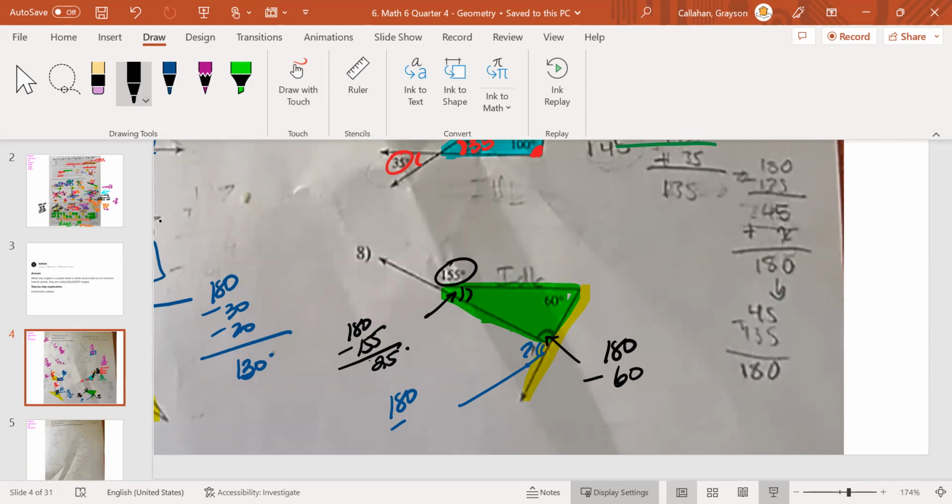25 degrees, okay? So now that I have that this one is 25 degrees, I could do 180 minus 60 minus 25, which is 95 degrees. So this one here is 95 degrees. So this angle right here, the question mark, 180 minus 95 is going to give me 85 degrees, okay?